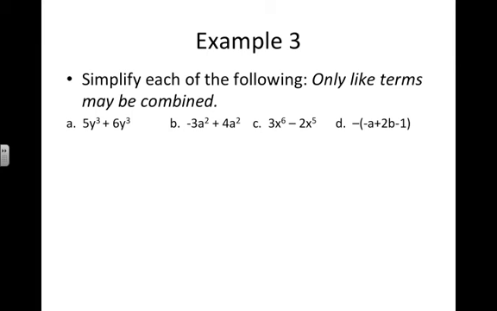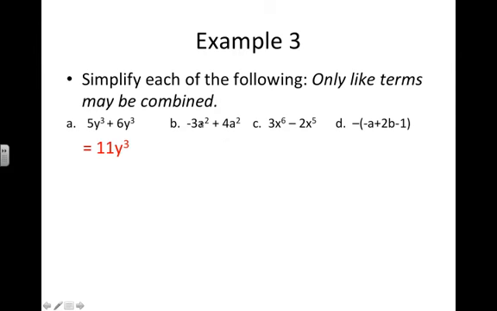All right, so we're going to simplify the following. Only like terms may be combined, and by combined we mean added or subtracted. You can pretty much multiply anything together, but adding and subtracting you have to have like terms. So let's start with the ones that we looked at before, 5y cubed plus 6y cubed. Those are like terms because they have the same variable and the same power, so we can combine these. This is an addition problem, so we just add our coefficients together, and that gives us 11y cubed.